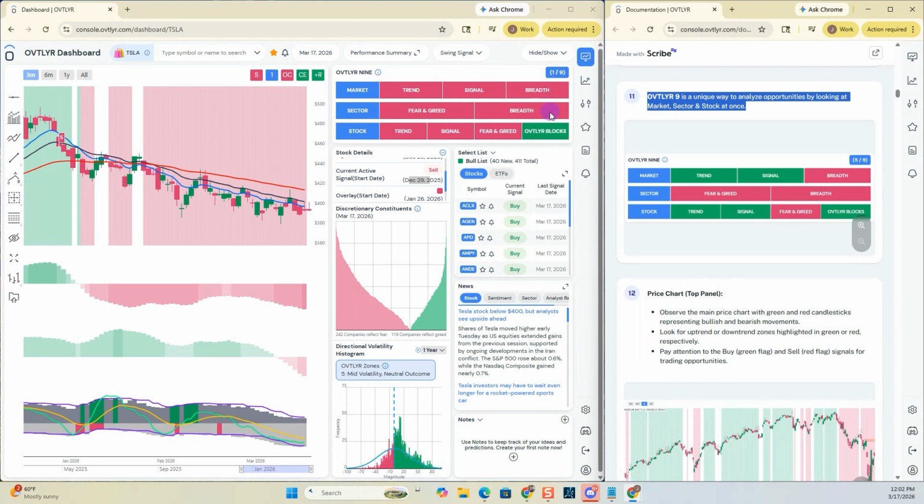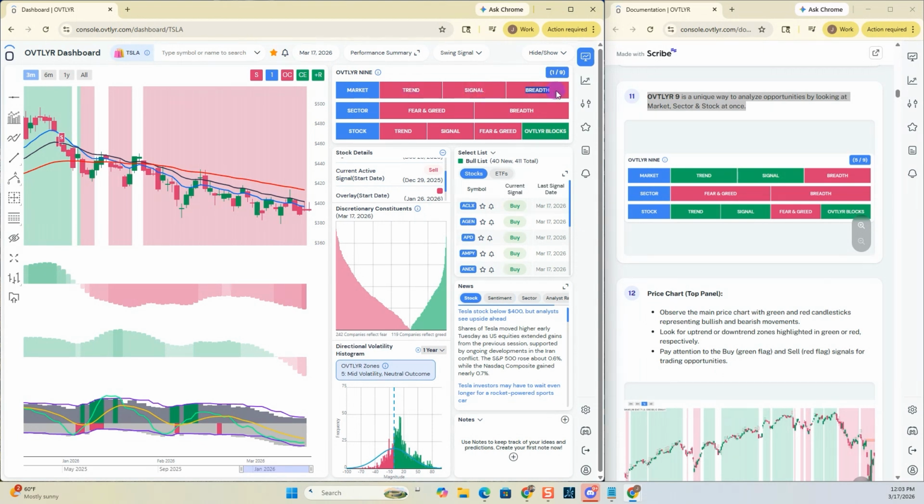That means only one of the Outlier 9 signals is passing. In this case, it's order blocks. We know it's a pass because it's a green block. So this is telling us that for the market on March 17th, 2026, the market has a trend that's going the opposite direction that we're hoping for, as well as signal, as well as breadth.